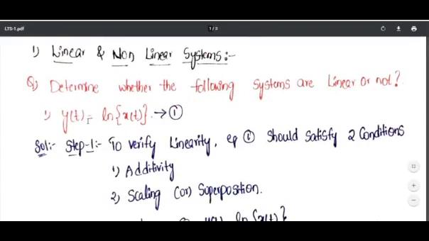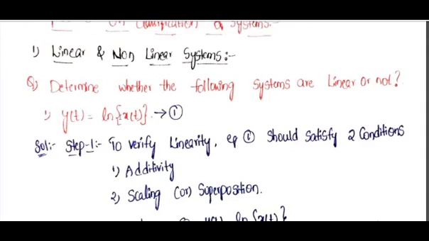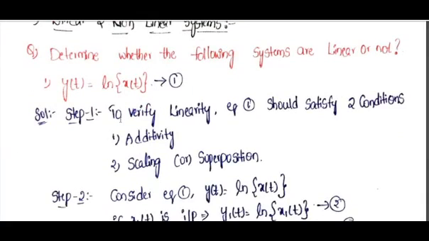So we have different types of system equations, and we have to check whether they belong to the linear category or not. To check, we have certain steps to follow. We'll see the first problem in detail, and then solve the next ones. The first question given is y of t equals natural logarithm of x of t. Let me consider this as equation 1.